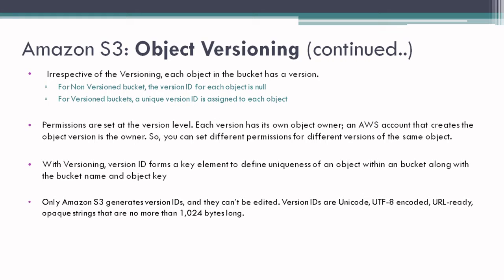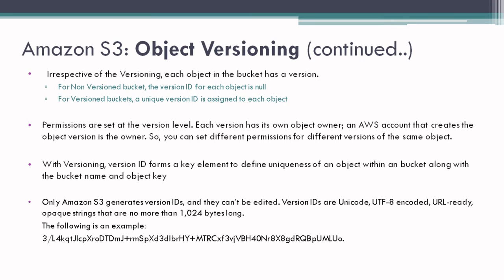Only Amazon S3 generates version IDs and they can't be edited. Version IDs are Unicode UTF-8 encoded, URL-ready, opaque strings that are no more than 1024 bytes long. So version IDs are generated by Amazon S3. You can't edit them. They are created by default by Amazon S3, and there is a specific format for that. They are UTF-8 encoded, and the string's maximum length can be 1024 bytes.